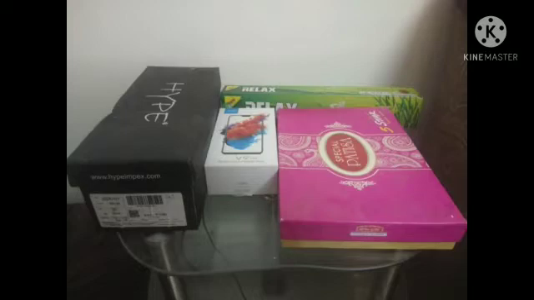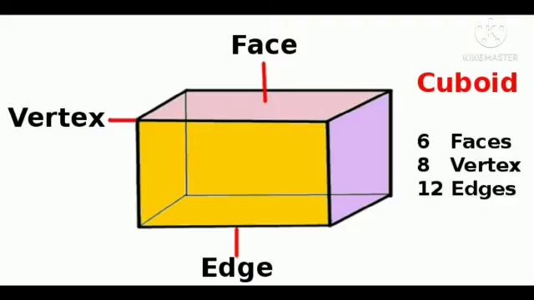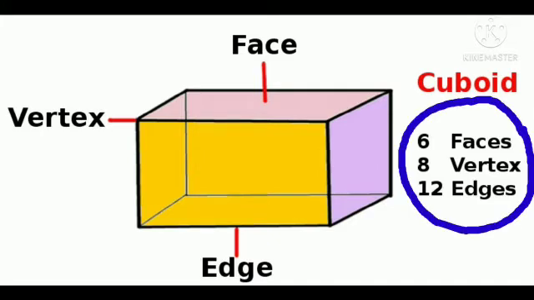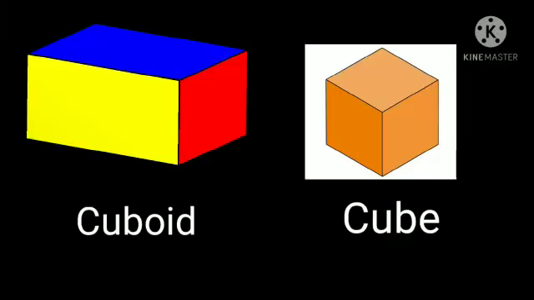Children, these are the examples of a cuboid. Okay, so let us learn the properties of a cuboid. Look, children, a cuboid also has 6 faces, 8 vertices and 12 edges, just like a cube. But what is the difference between a cube and a cuboid? In the case of a cuboid, all the 6 faces are rectangular. But in the case of a cube, all the 6 faces are square.